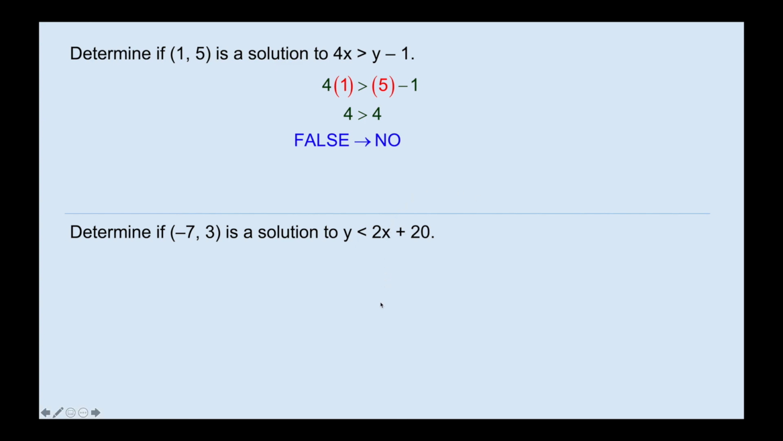And then for this next one, if I'm plugging in negative 7 and 3, here I get 3 is less than 2 times negative 7 plus 20. So I get 3 is less than negative 14 plus 20. Therefore, 3 is less than 6. Yes, this is a true statement. So yes, it's going to be a solution.